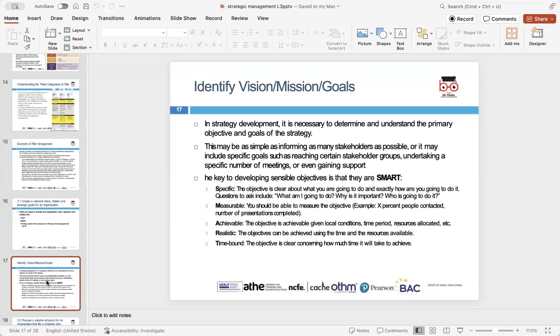Realistic goals are grounded in practical considerations, ensuring that they can be achieved with the resources and constraints the company faces. Lastly, objectives must be time-bound, with clear deadlines for achieving the set goals. This helps keep the team focused and ensures that progress can be tracked and evaluated.